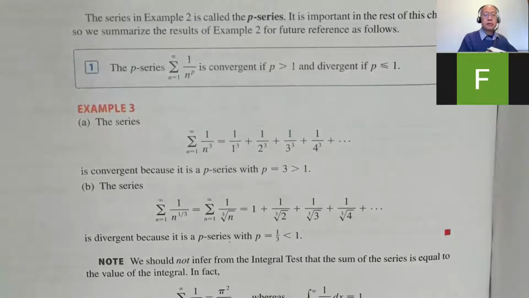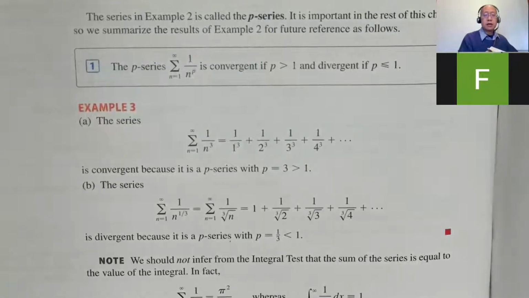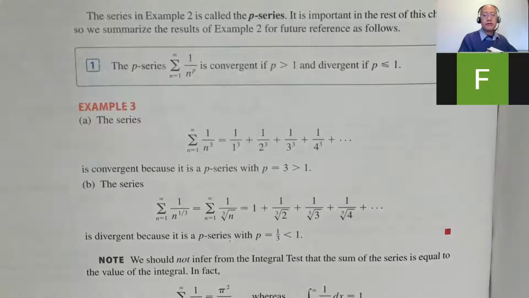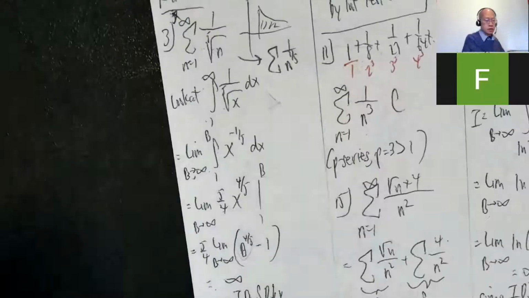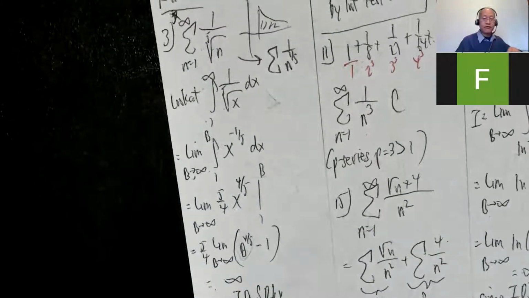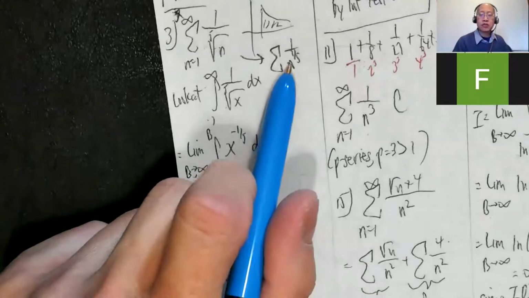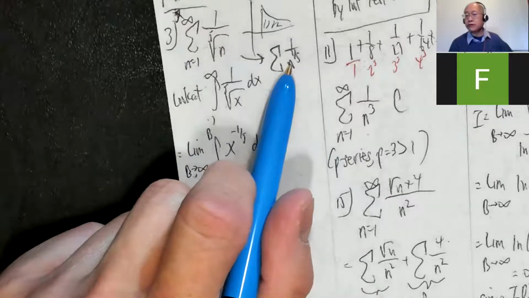It's the summation of 1 over n to the p. Converges if p is greater than 1. Diverges if p is less than or equal to 1. So it's 1 over n to the 1/5 power. 1/5 is less than 1, therefore the series diverges.